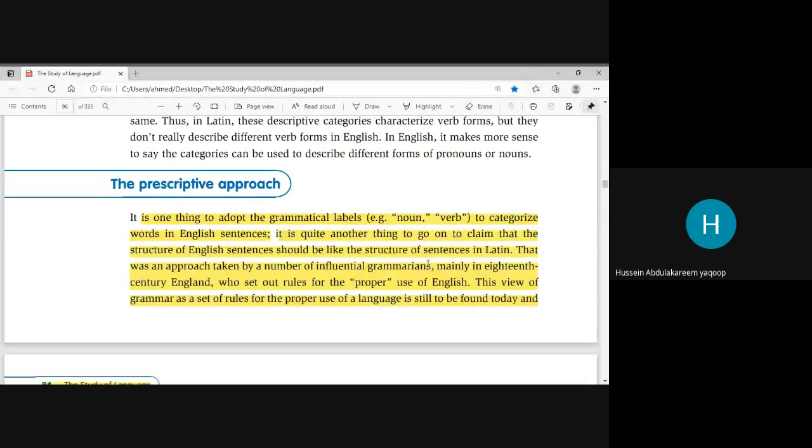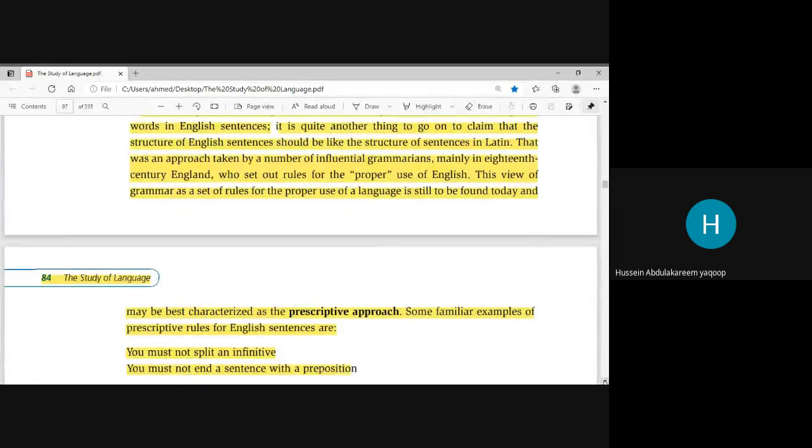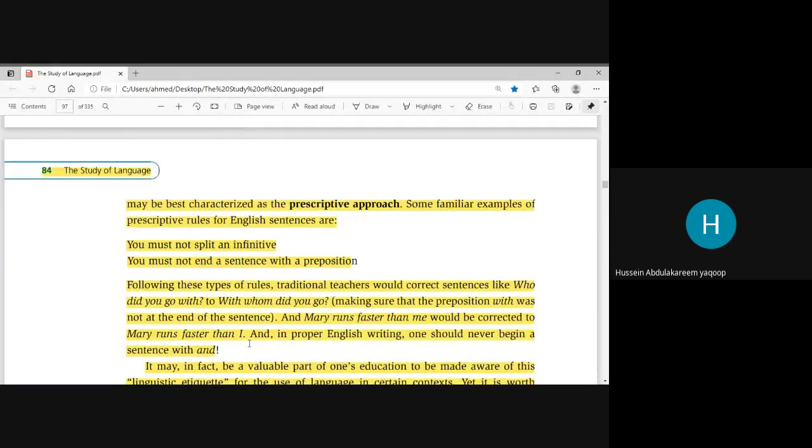So now we have what here with the prescriptive? The grammar in Latin should be compatible with what? With the grammar in English. So that was an approach taken by a number of influential grammarians, mainly in the 18th century, who set out rules for the proper use of English, for the reasons we mentioned earlier. This view of grammar as a set of rules for the proper use of the language is still to be found today and may be best characterized as the prescriptive approach. What do they say about the prescriptive approach? Let me listen to your ideas, please.